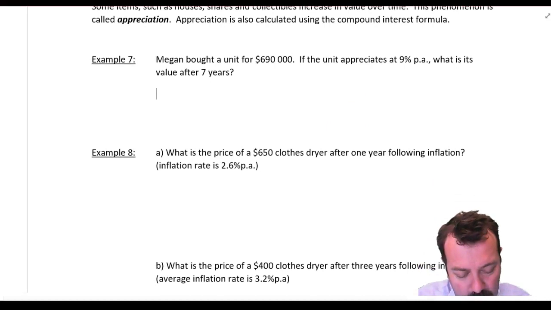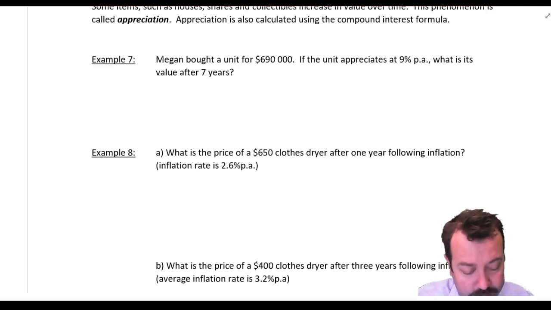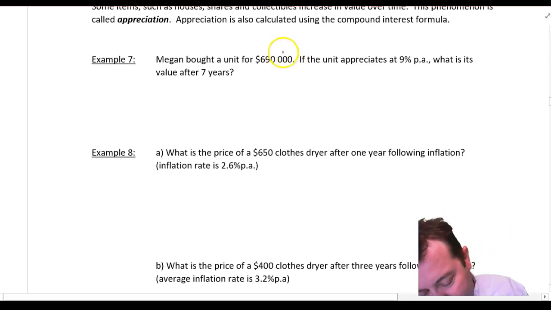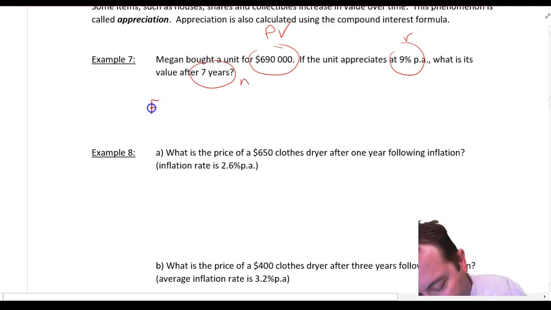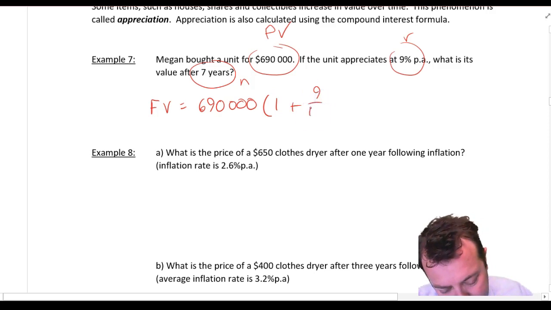In example 7, we're purchasing some property, a unit here. We've got a rate of interest and we've got the number of terms, and there's no complication there with quarters or months or anything like that. So we could say that that's going to be our present value, that's my rate of interest, and that's my number of terms. No adjustments need to be made, so my future value of that property is equal to 690,000 outside of 1 plus 9 over 100 to the power of 7.